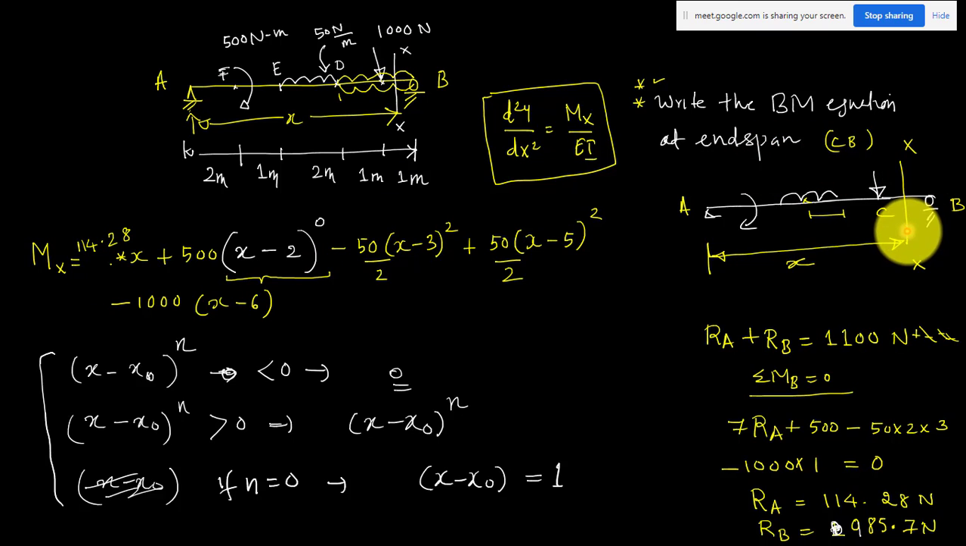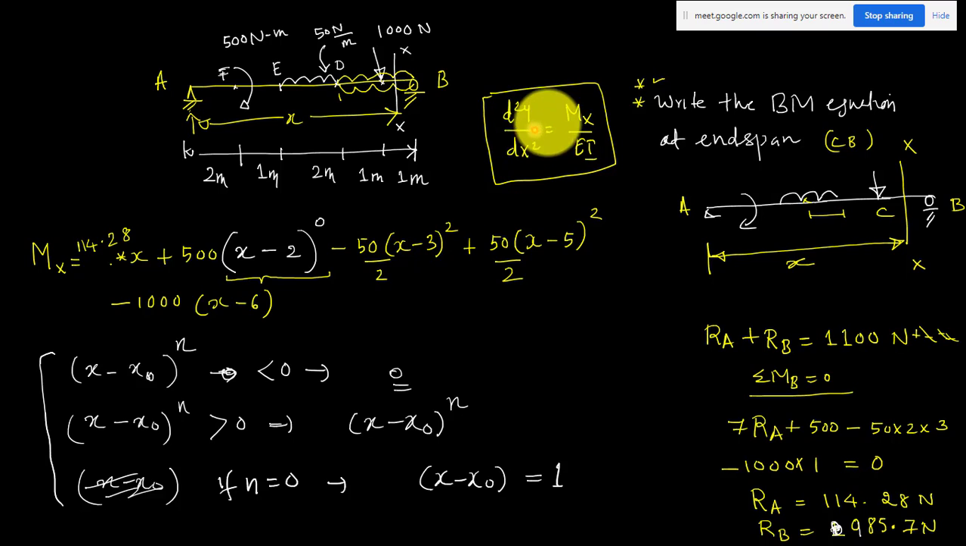So like this. While writing you have to be very careful, because once you write the equation correctly, then it is simple; you just have to go for the integration. You have to be careful with all the powers and should not miss anything. So this is how we write the moment equation for the end span. Now we can go for our differential equation.